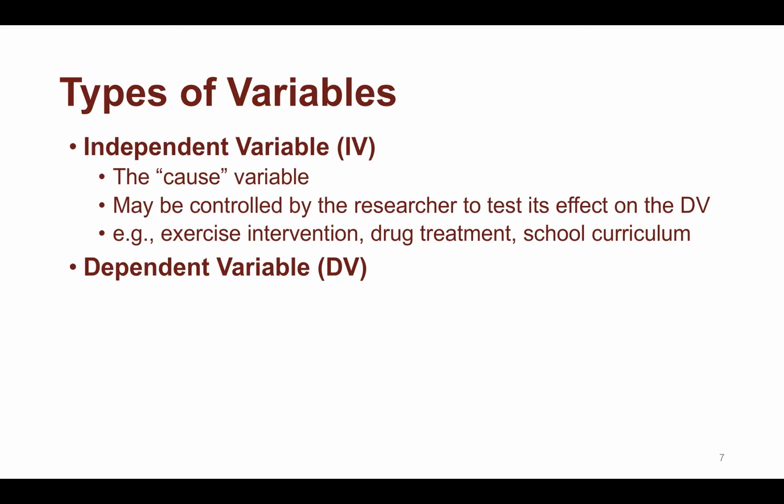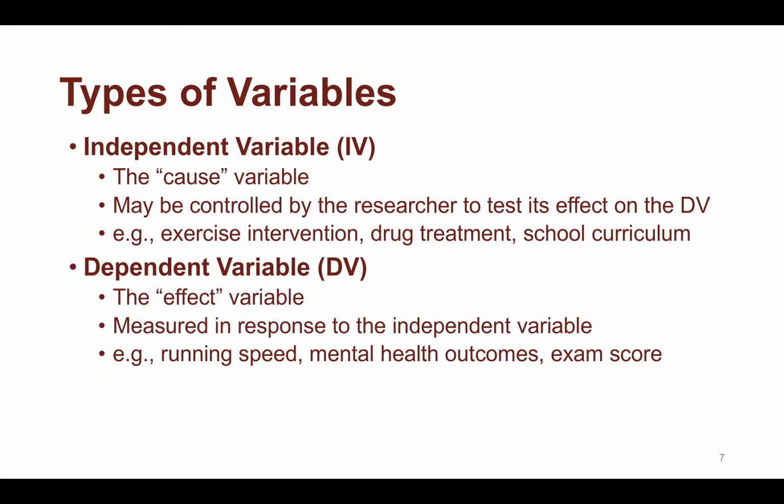Again, if you're doing an experimental study, some examples of independent variables would be an intervention, some drug treatment, some school curriculum, some training program, or something like that you want to see if it works or not. A dependent variable would be the effect variable, and this is measured in response to the independent variable. Some examples would be some outcomes like running speed, mental health outcomes, exam scores, etc., etc.